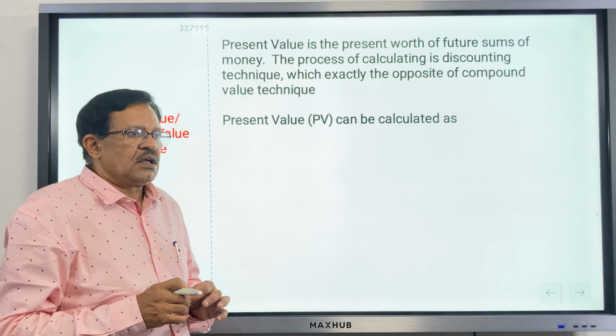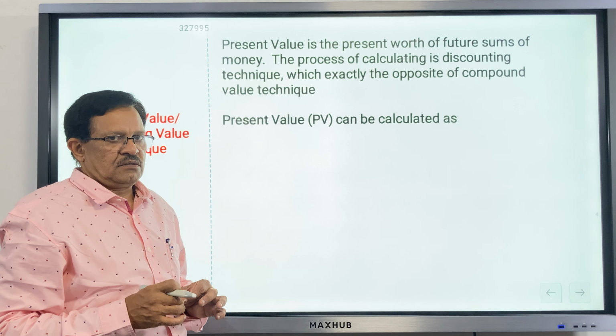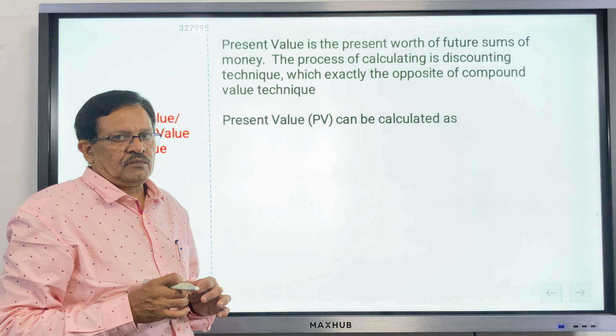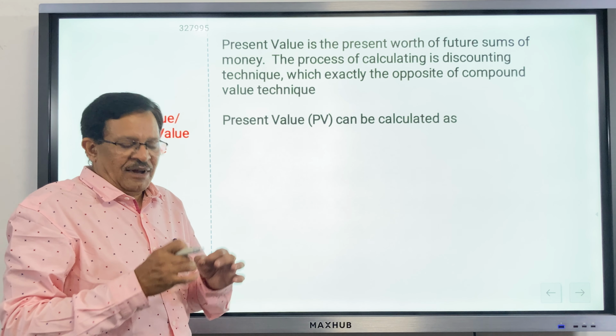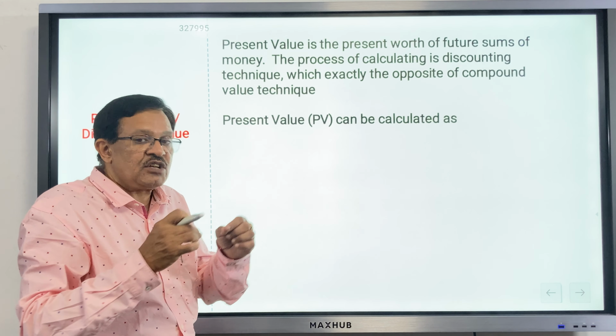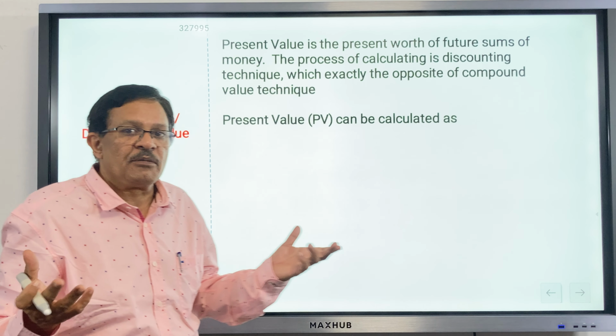If you are getting 100 rupees tomorrow, the present worth of that 100 rupees which you are expected to receive tomorrow is called the present value.